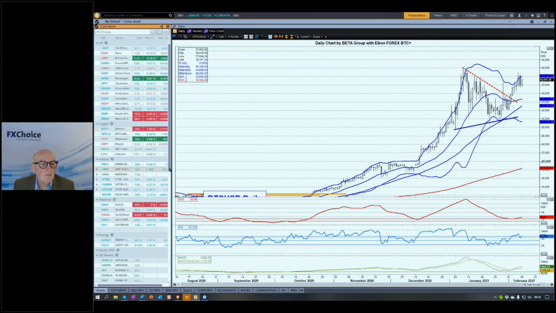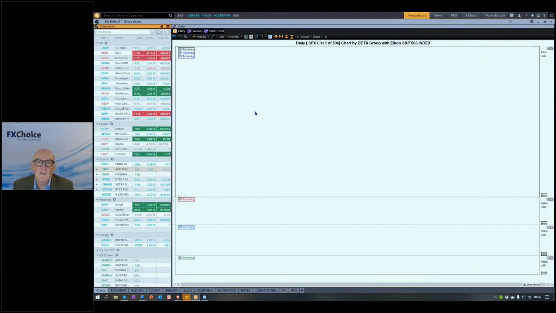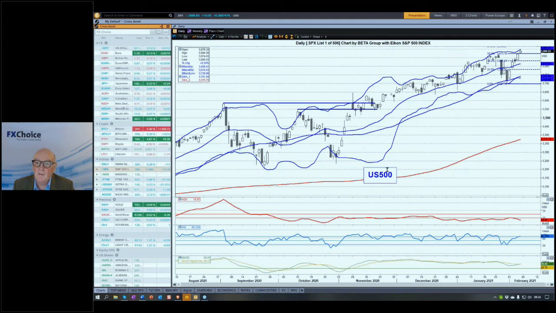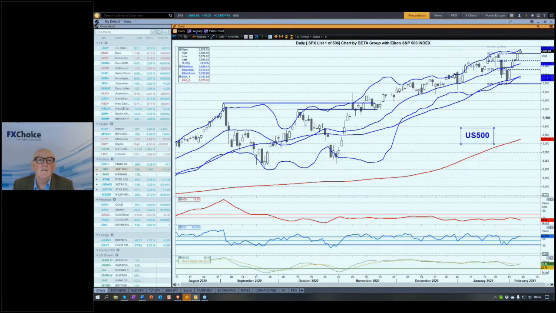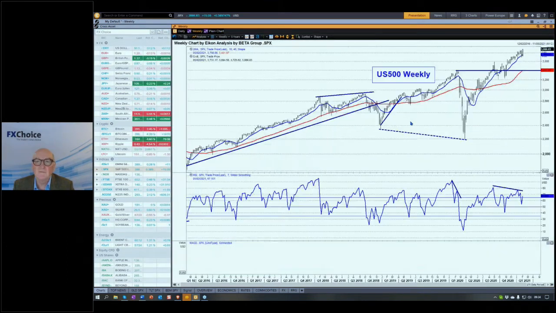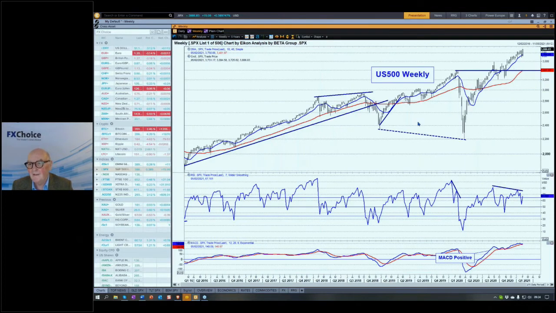Okay, going to the S&P now, the US 500. So here it is, the weekly chart. Firstly, oh, joy of joys. I mean, really, we should all be so rich after seeing this, shouldn't we? It just goes up and up and up. The trouble is, it's not as easy as it looks.